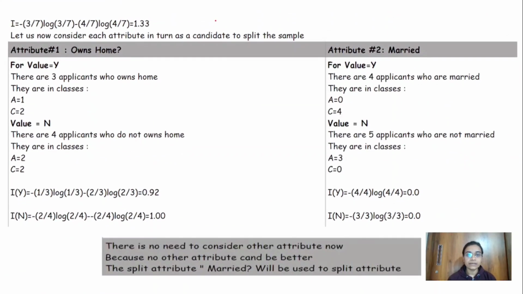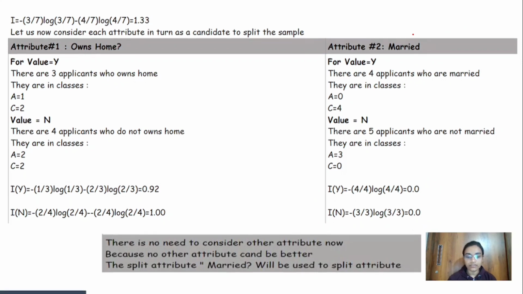Now we will apply the same process on the data set. We will calculate the entropy of the whole data set, and then we will calculate individual entropy and information gain for all the attributes. Here we can see that the married attribute has entropy 0.00 for yes and entropy 0.00 for no. That's why there is no need to consider other attributes now, because no other attribute could be better than the splitting attribute married. So in this step, we will consider married as our splitting attribute.